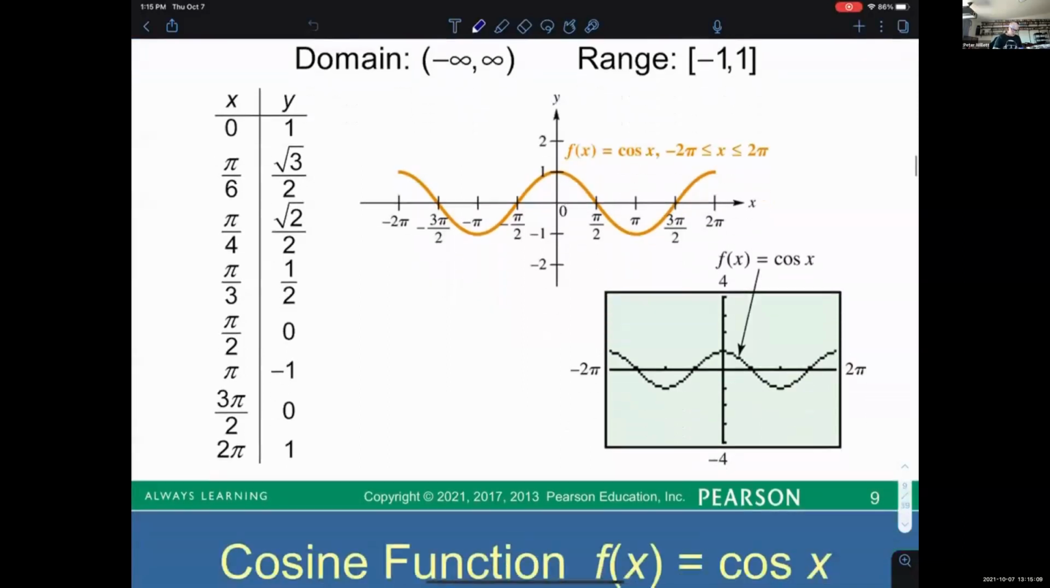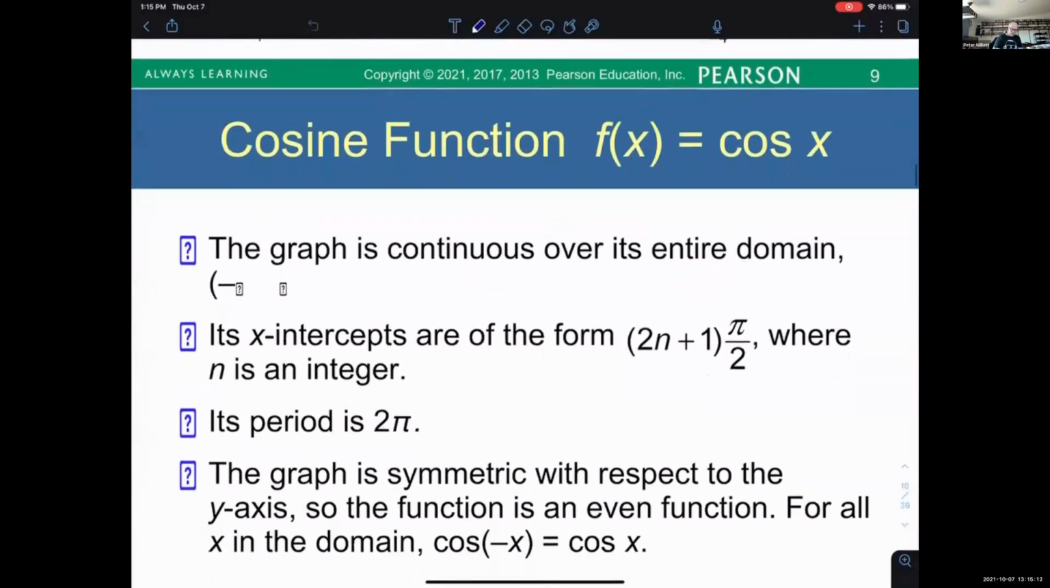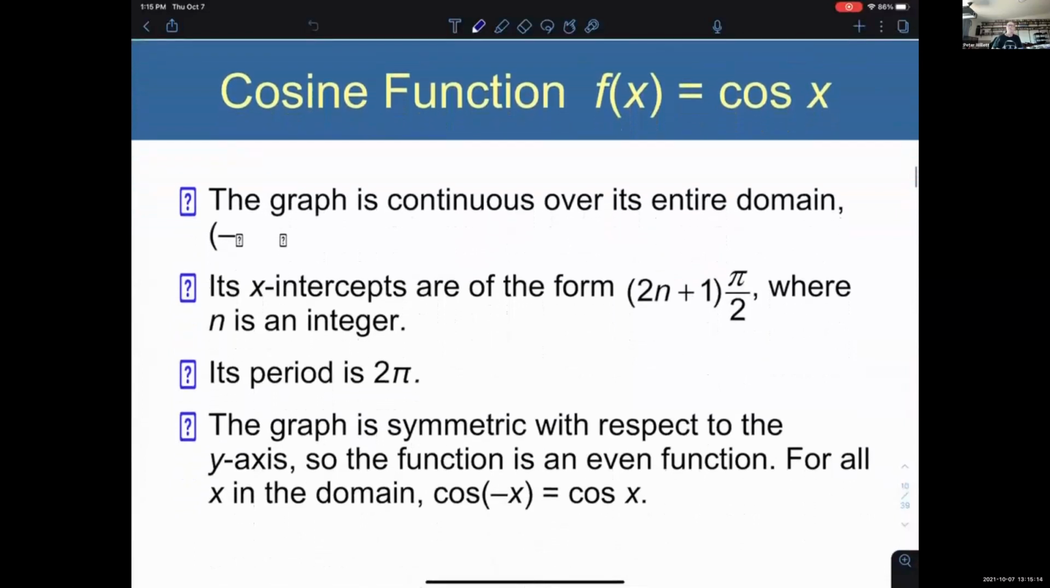Again, we're trying to use this discussion and the graphs to see properties of functions, what their graphs look like. They both have a period of 2 pi. They both have the same domain and range.